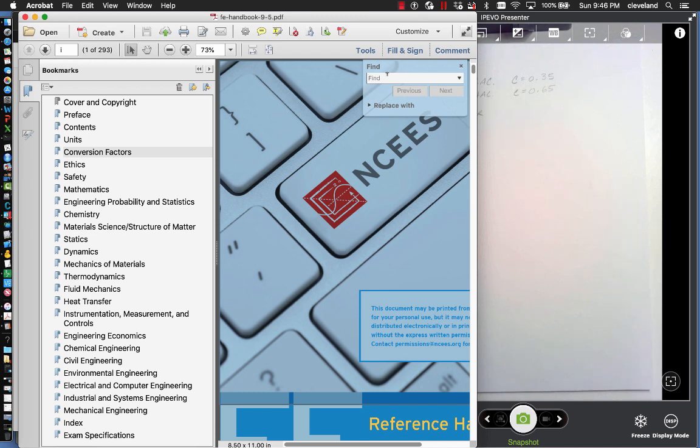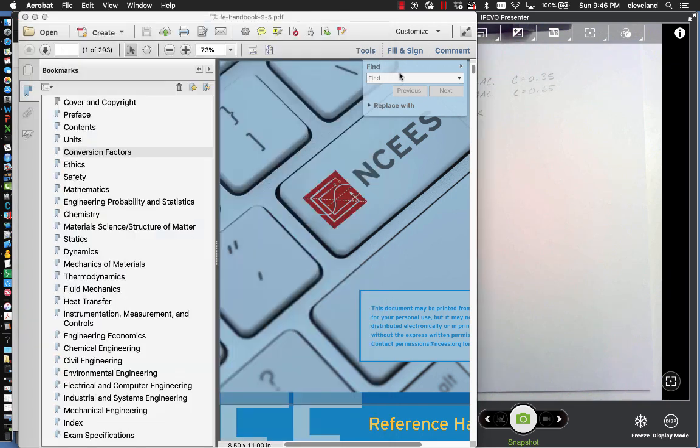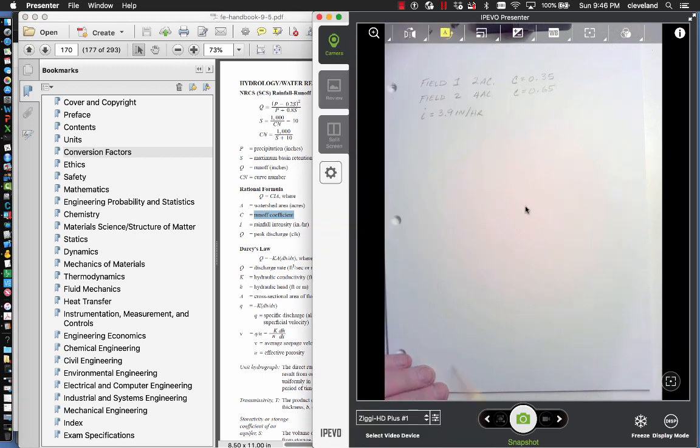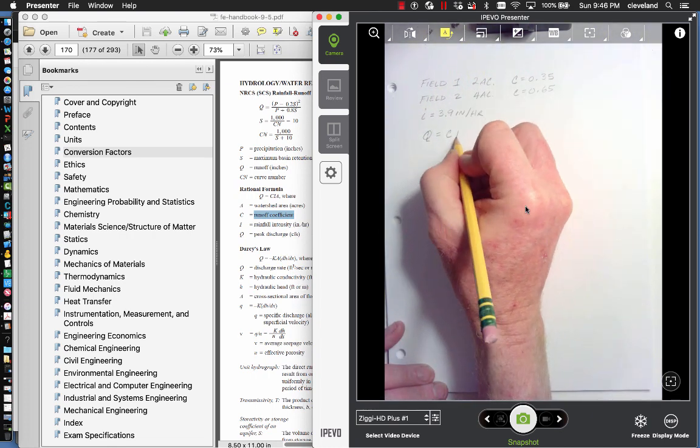If we don't know what we're doing, let's see what keywords we have in the problem statement. We have runoff, collector, runoff coefficient. Let's use that as a search item. So I'm copying that, pasting, and it brings us up to the rational formula. The rational formula is Q, discharge, is equal to C I A.